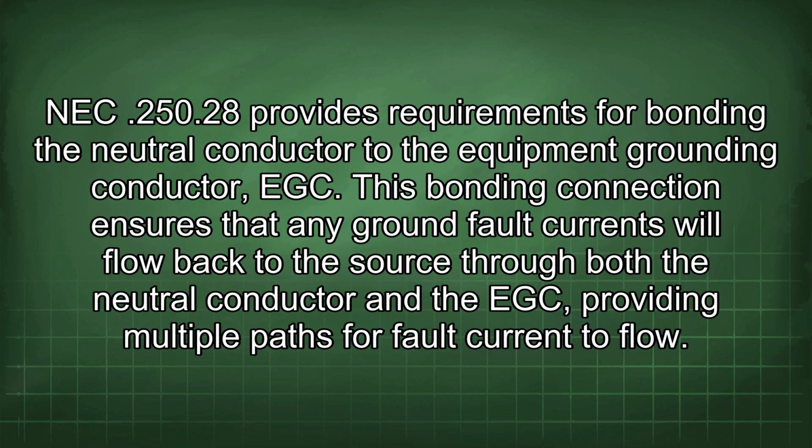NEC 250.28 provides requirements for bonding the neutral conductor to the equipment grounding conductor (EGC). This bonding connection ensures that any ground fault currents will flow back to the source through both the neutral conductor and the EGC, providing multiple paths for fault current to flow.